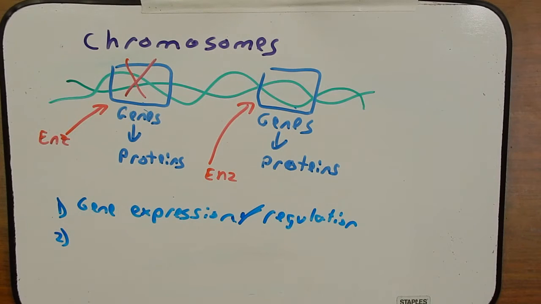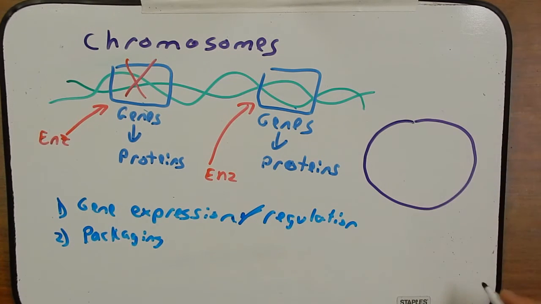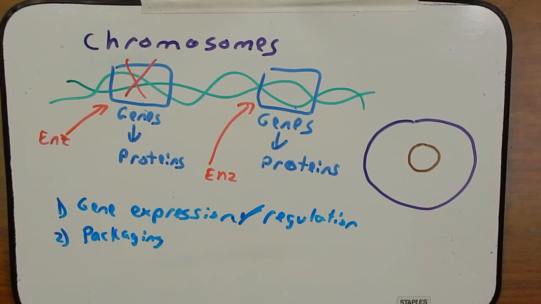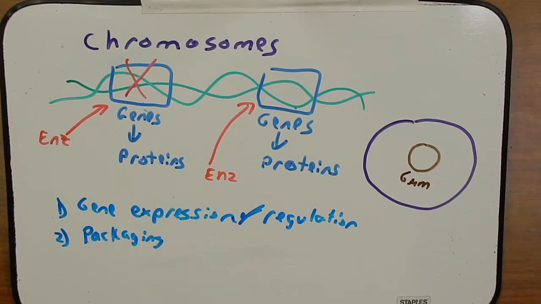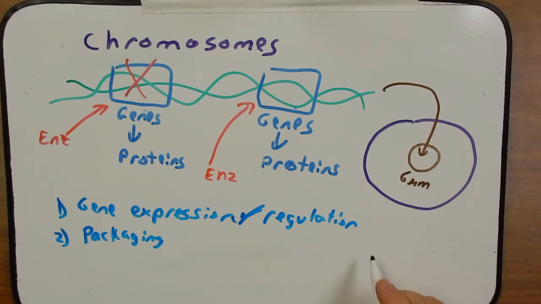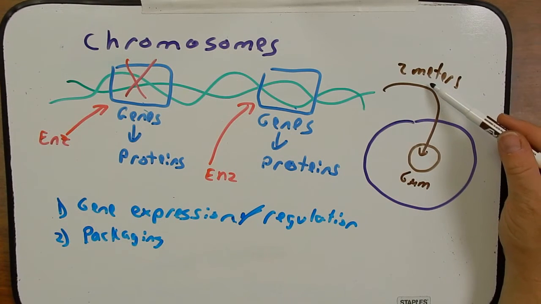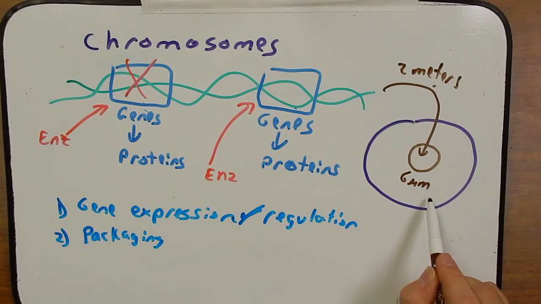The second thing we have to be concerned about is packaging. Let me draw that problem over here. If this is a cell here, and inside we have a nucleus. A typical mammalian cell has a nucleus that's about 6 micrometers. The amount of DNA that has to get placed into this 6 micrometer diameter nucleus is 2 meters. Somehow we have to find a way to effectively put 2 meters of DNA into a 6 micrometer nucleus.